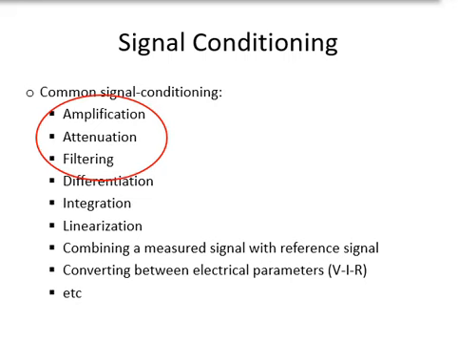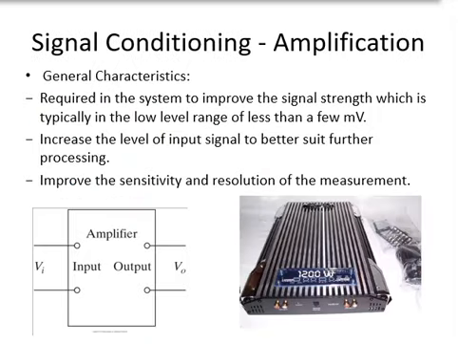There are many possible functions of the signal conditioning stage. The following are the most common, which are amplification, attenuation, and filtering. Okay, number one, amplification. Required in the system to improve the signal strength, which is typically in the low level range of less than a few millivolts.